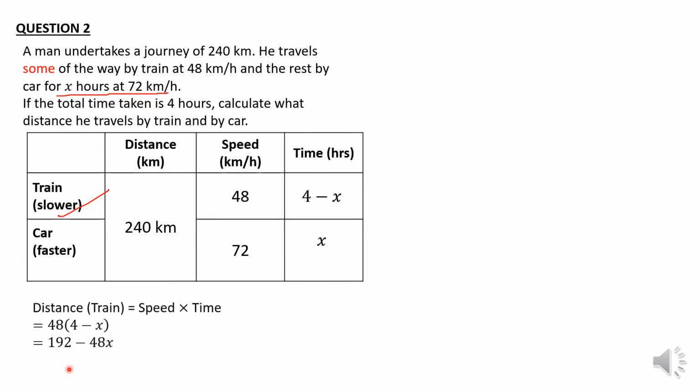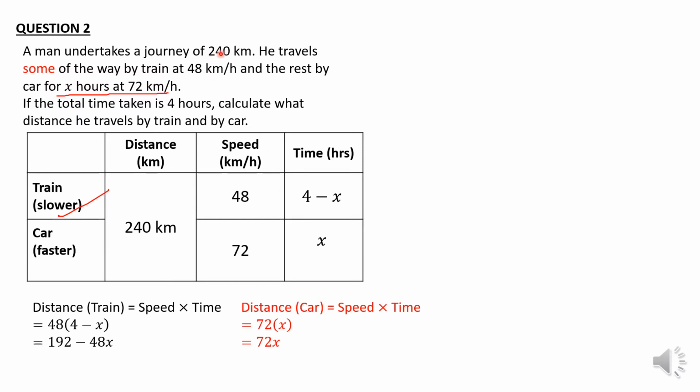Right, so let me work out the distance he traveled by train. Now you should know that distance is calculated by multiplying the speed times the time. So when you multiply the speed times time, you end up with this expression, 192 minus 48x. I do the same for the car, and it's 72 times x, which is just 72x. So I have the distance he traveled by train, which is this expression here, and the distance he traveled by car, which is this 72x here.